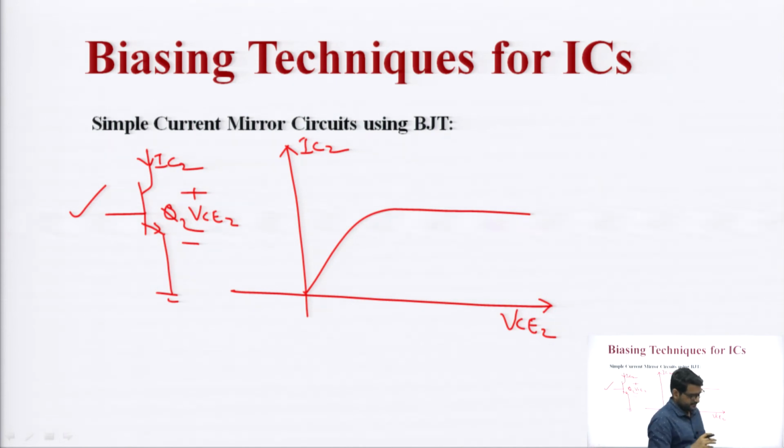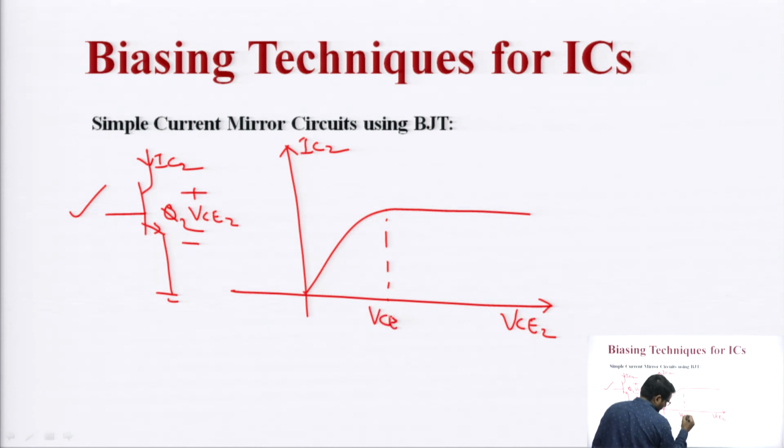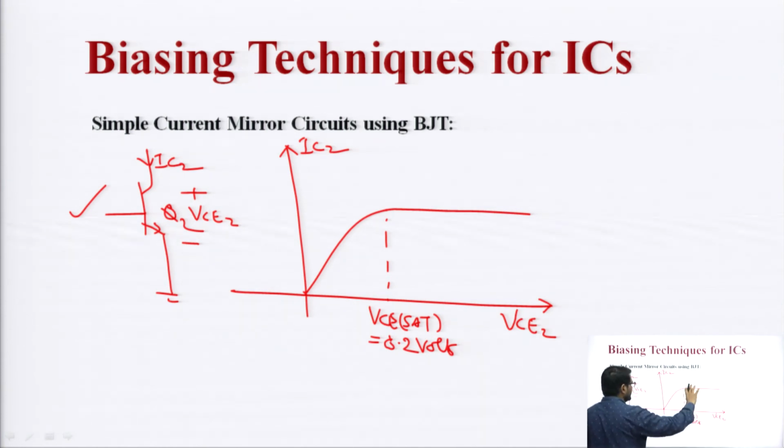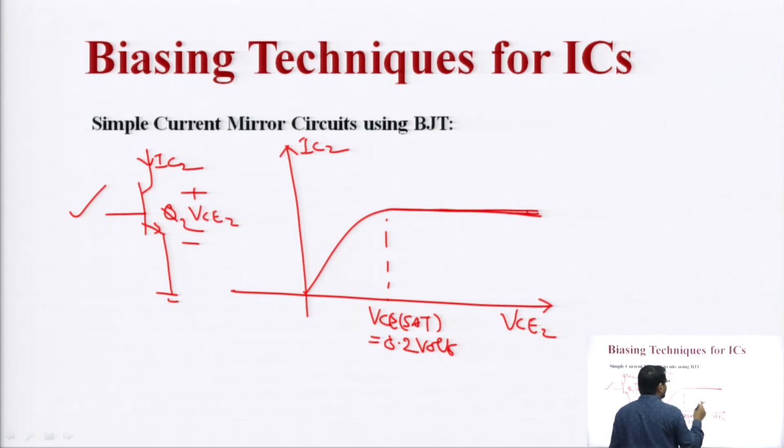For a constant current source, it is necessary that transistor Q2 operates in the active region, meaning VCE is greater than VCE sat, that is 0.2 volt. The voltage VCE2 must be greater than VCE sat, that is 0.2 volt, and in this region the circuit acts as a constant current source. So, for this region IC2 will be constant and IC2 is our output. So, we can say that the current mirror circuit acts as a constant current source.